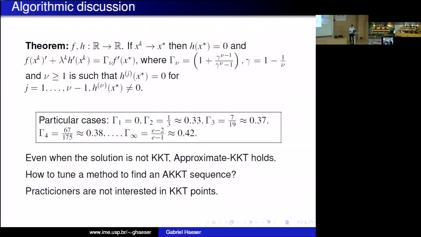So when the derivative is non-zero, okay, you in fact get 0. You will converge to a point, and you won't have a problem with the Newton method. The point will be a KKT point, and the Newton method will generate the right sequence. This will converge to 0. But if the first derivative of the constraint is 0, and the second one is non-zero, you will converge to 1/3 times the derivative of f.